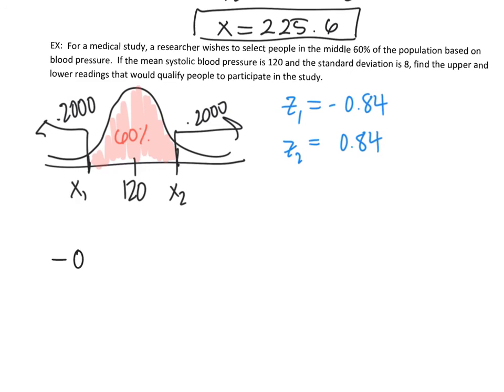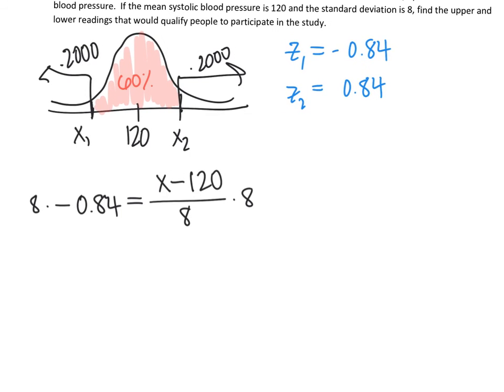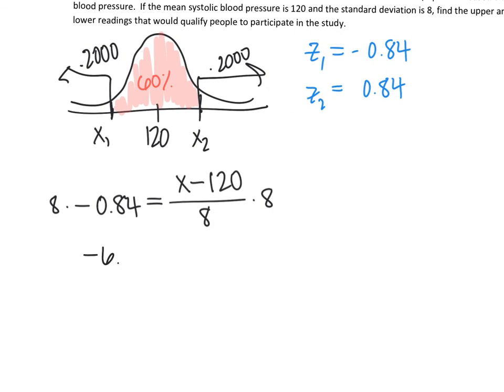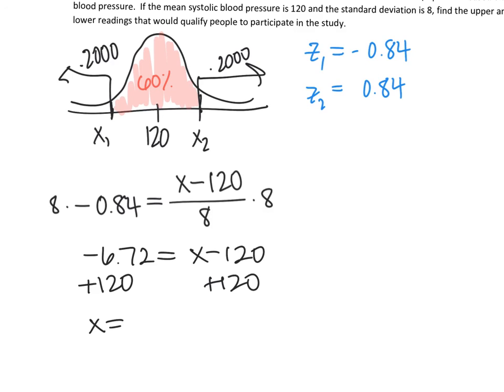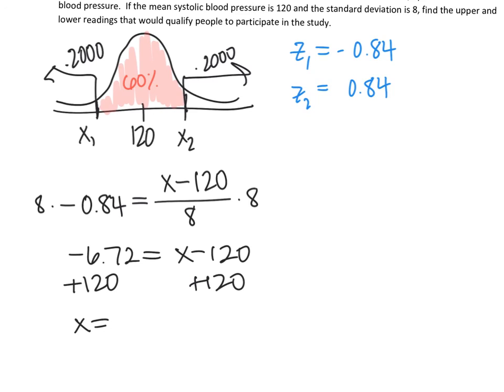I'm going to use negative 0.84 to solve for my lower bound. So negative 0.84 equals x minus 120 over 8. Multiply both sides by 8, and we're going to get negative 6.72 equals x minus 120. We're going to add 120 to both sides, and we're going to get our lower value is 113.28.